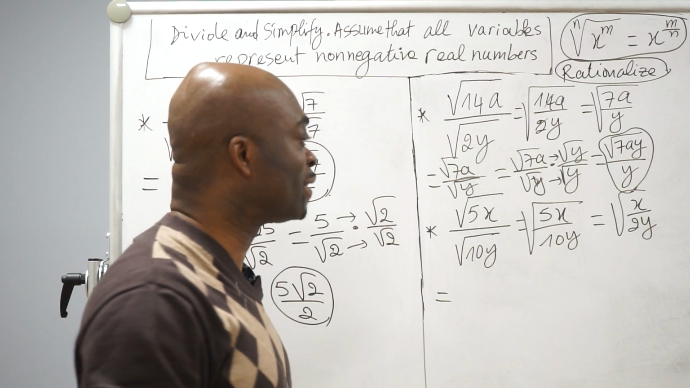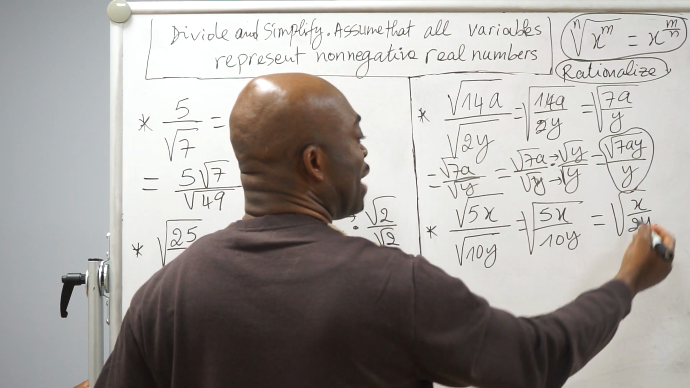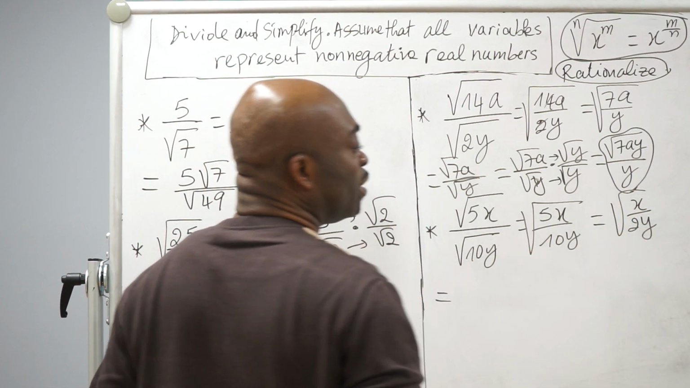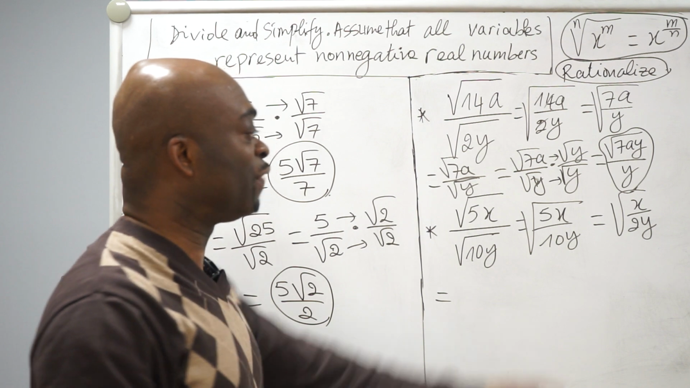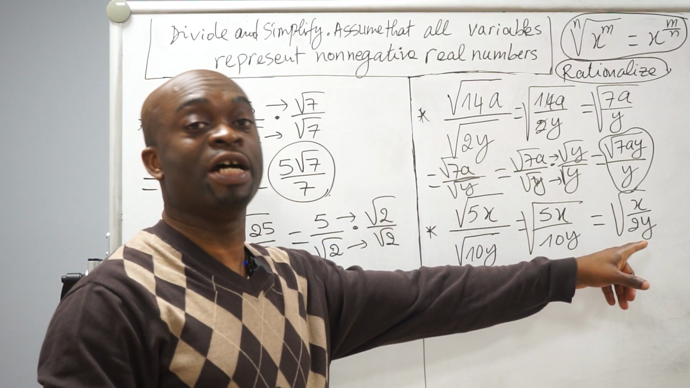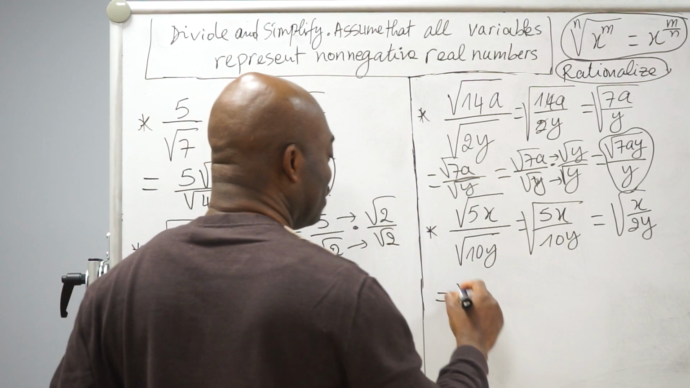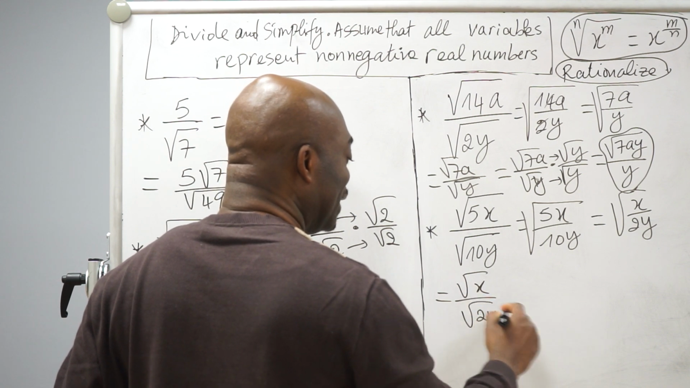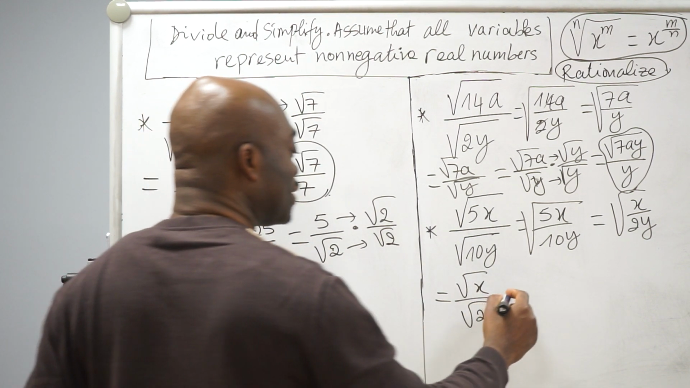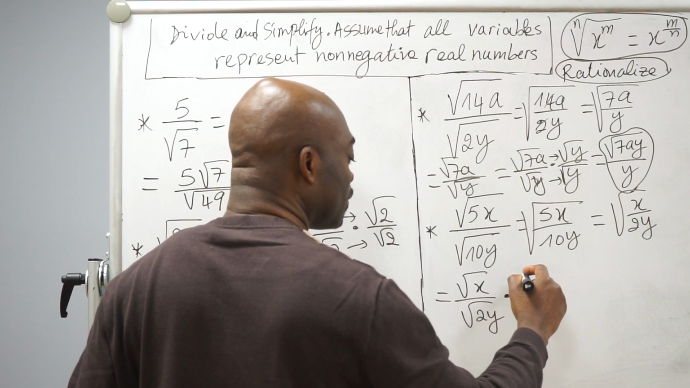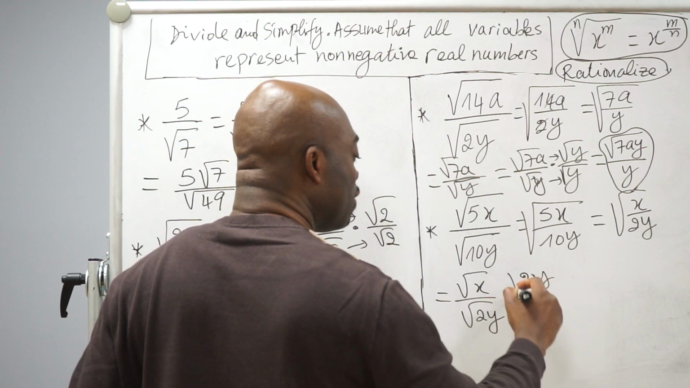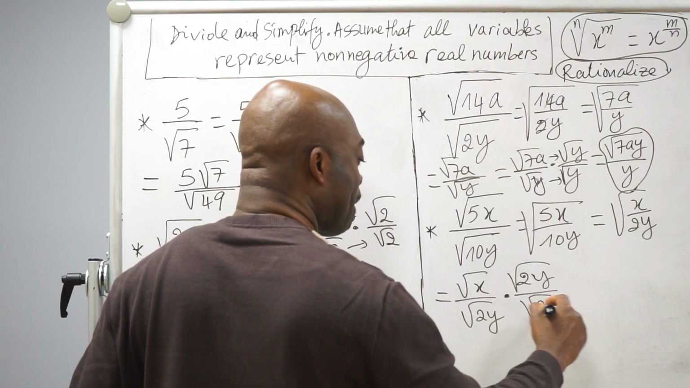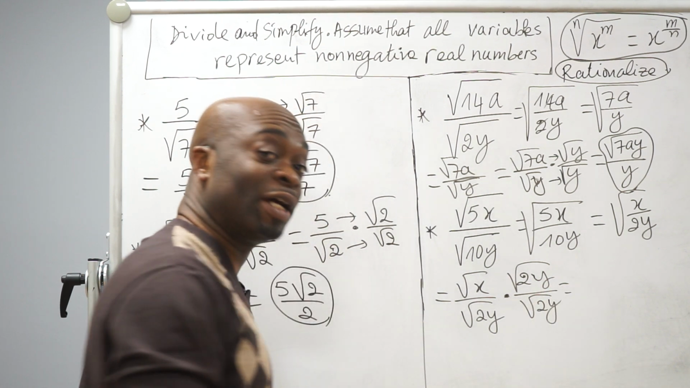And this is equal to what? So we have a fraction over here with a denominator that will carry a square root. We don't want that. Remember that? So we can split it. And then what do we do? We multiply the top and the bottom by square root of 2y, square root of 2y. And then we end up with what?